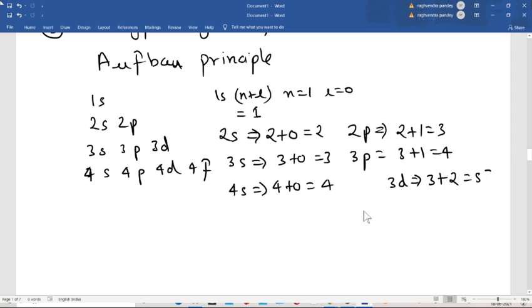The f orbital is very messy, I will tell you when I finish this. No, the f orbital is not in your course. JEE Advanced is up to the d orbital only.